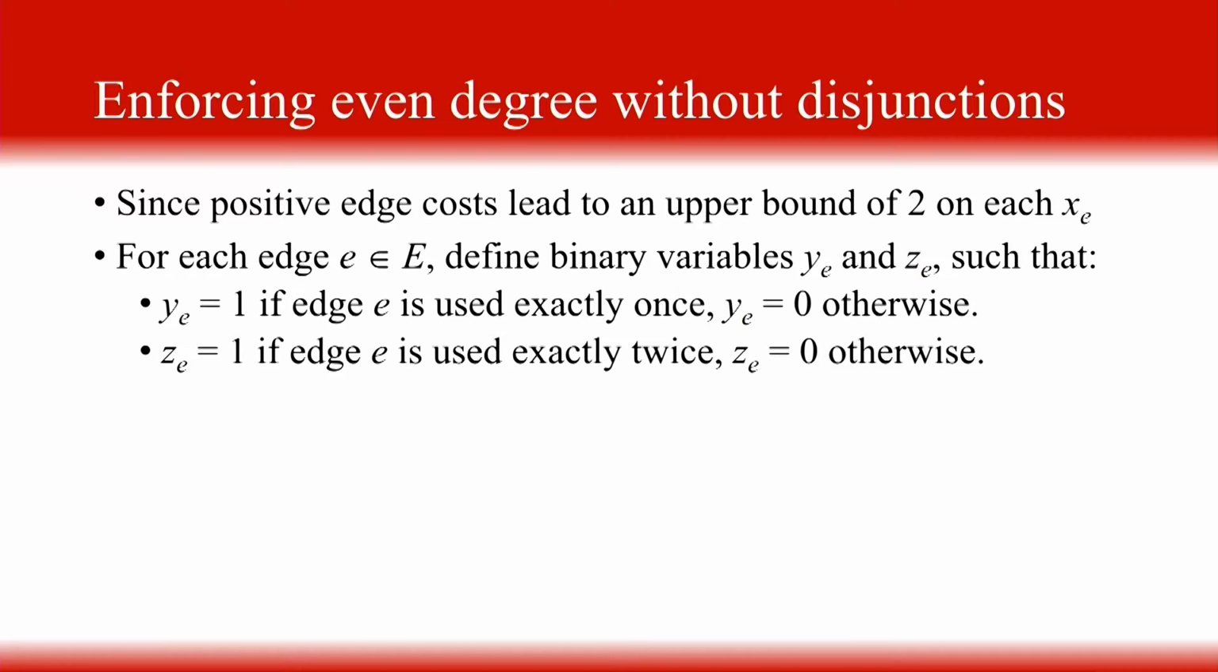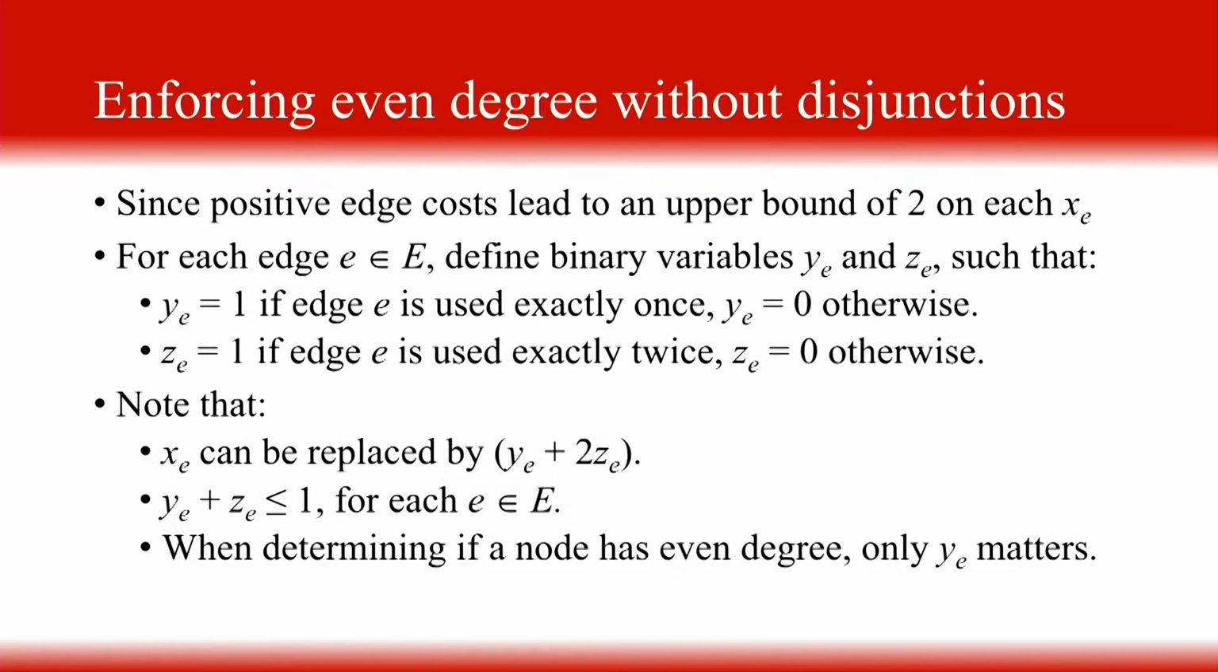Y on an edge is 1 if I use the edge exactly once, and z on the edge is 1 if I use the edge exactly twice. So if the x's are going to be integer, these are the only two cases that are possible. And so we get an expression for xe in terms of the y and the z. And we have a new constraint we can use because we can't have both y and z be 1.